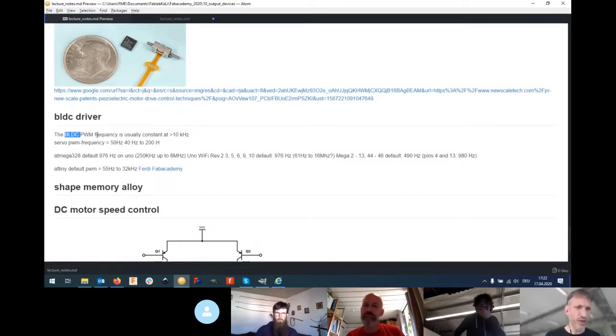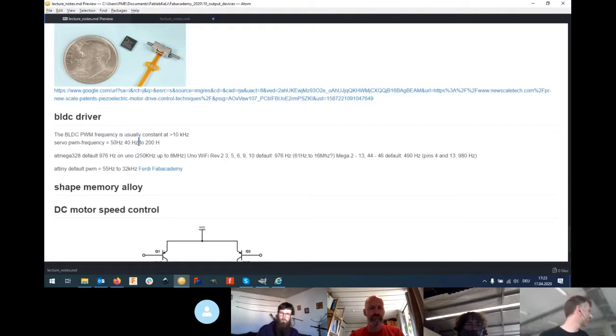And for the BLDC drivers, William was asking what the PWM frequency is. If you Google for it, it says it's usually constant at bigger than 10 kilohertz, whereas the standard servo PWM frequency is between 40 to 200 hertz.